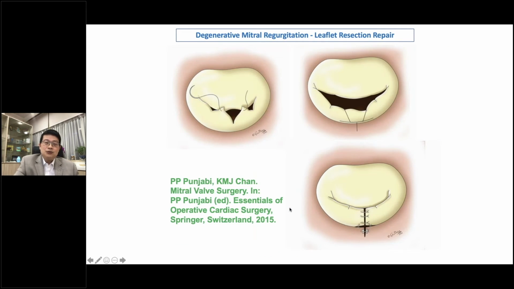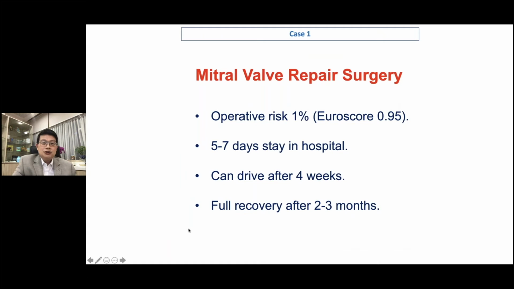In the case of patients who have excess leaflet tissue, we can repair the mitral valve by means of leaflet resection to restore the two leaflets of the mitral valve to the correct shape, and so to restore the competency of the mitral valve. So the risk of surgery in this particular patient was about 1%.